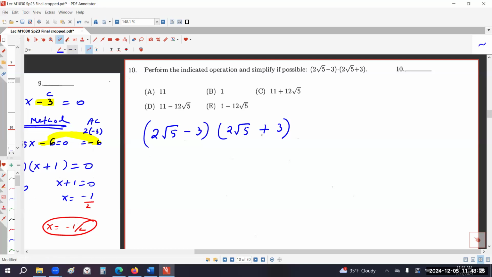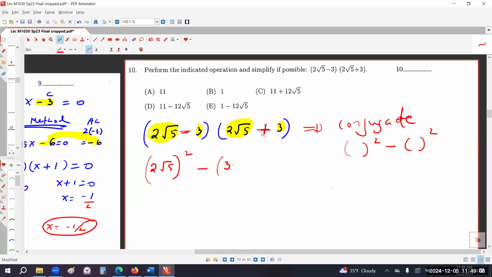Conjugate. See, we have the exact same two things. 2 square root of 5, 2 square root of 5. 3 and 3. So if we have the exact same two things with their sign different in the middle, one is minus, one is plus, these are called conjugates. So basically it's the first one squared minus second one squared. Yes, you can use the FOIL method, but this is much easier. We have 2 square root of 5 squared minus 3 squared. We love conjugates because of this. We don't have to use FOIL.